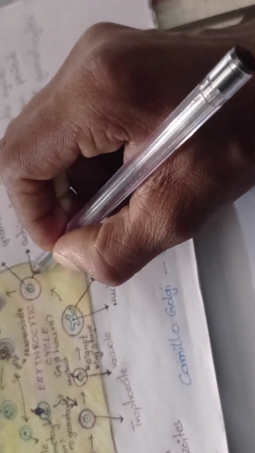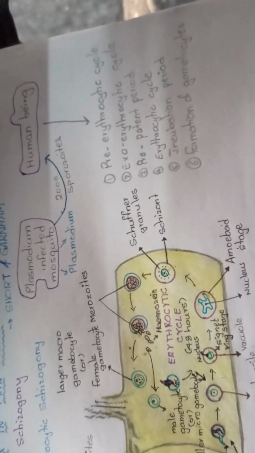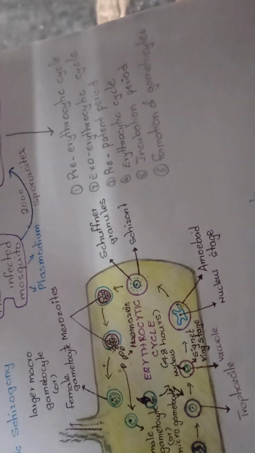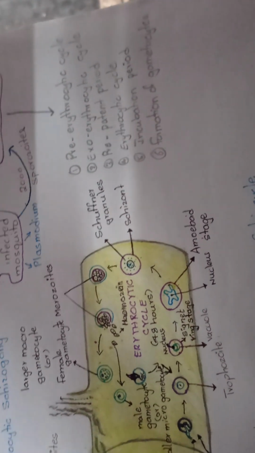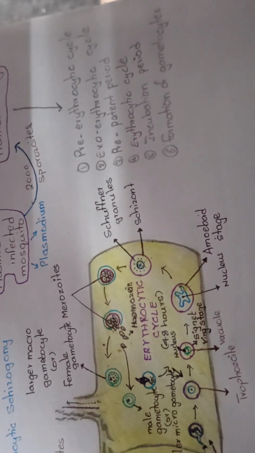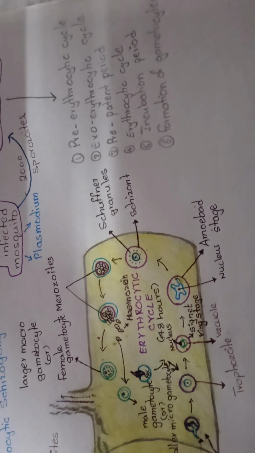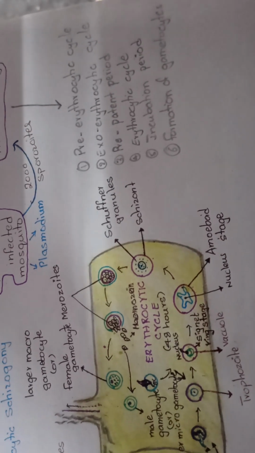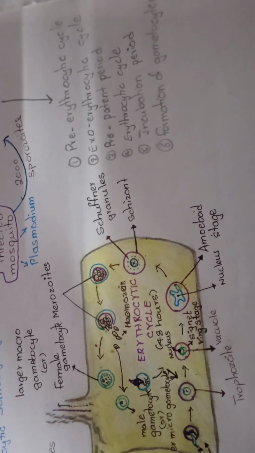Before that, hemoglobin is split into heme and globin. Heme is insoluble crystalline, and globin is soluble crystalline. Heme insoluble crystalline is nothing but hemozoin. Hemozoin is a malaria pigment.